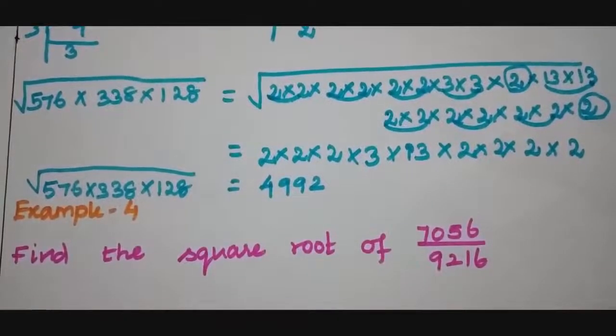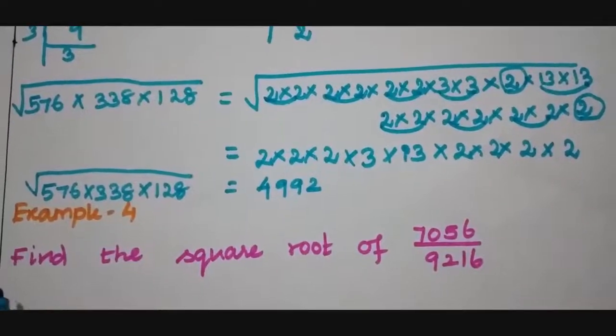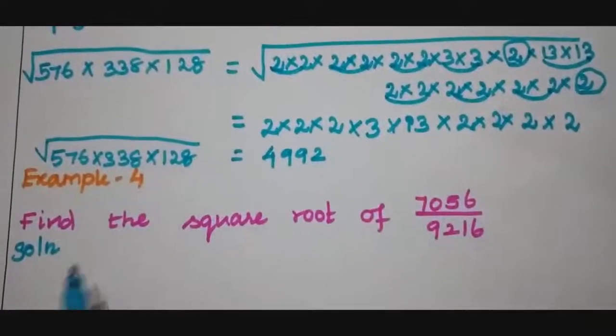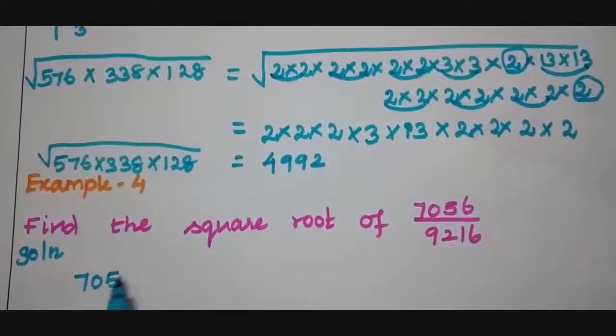The next question, example 4. Find the square root of 7056 divided by 9216. So let us factorize the two numbers. The first one is 7056.